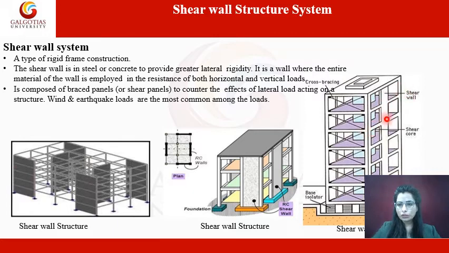So here you can see another example of the shear wall, and these are known as the shear core, and this part is the cross bracing. If we talk about this member, these are the cross bracing. So these are all examples of the shear wall structure system.